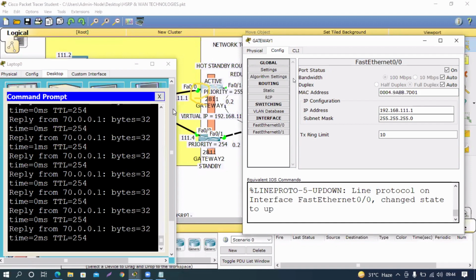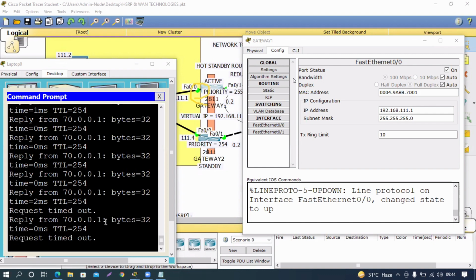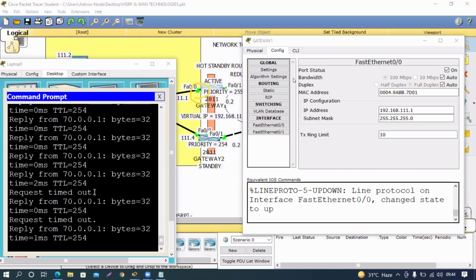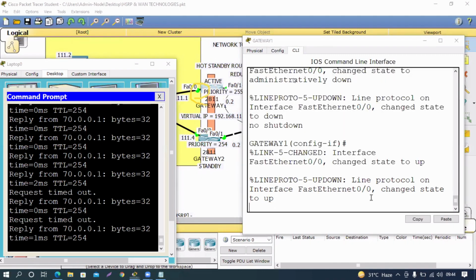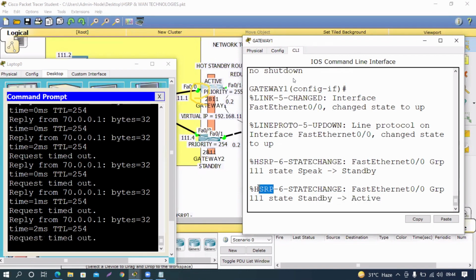So this router is coming back online, and you can see that there is some mess because timeout is happening, but we are getting the reply now. So this router has become active again. If you see the CLI, can you see this standby active? This message is coming from HSRP. Can you see this?